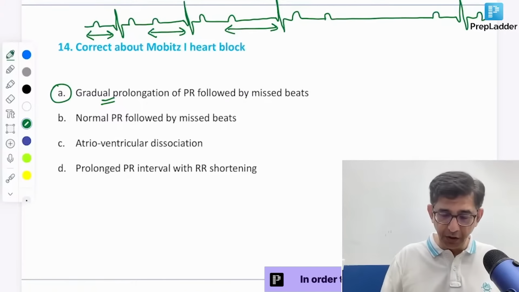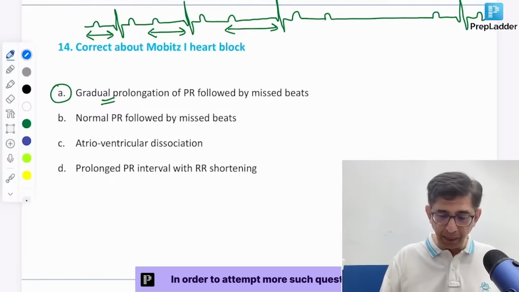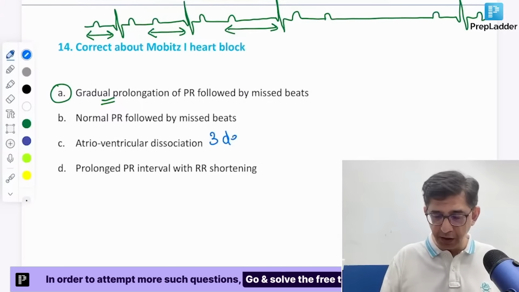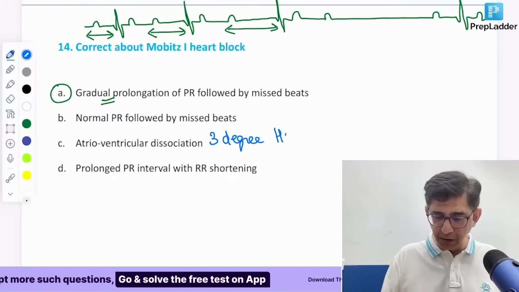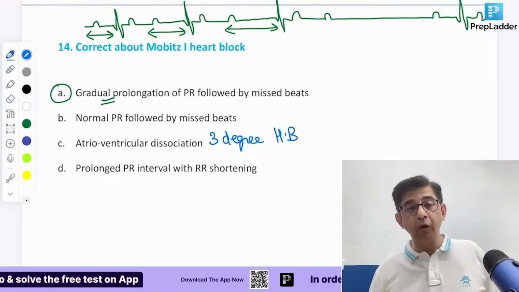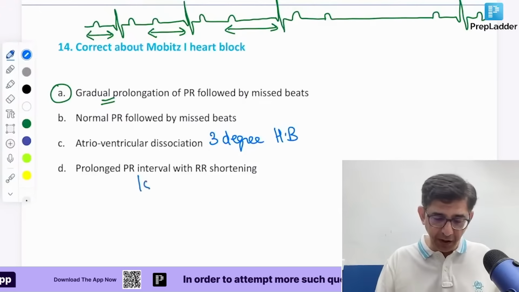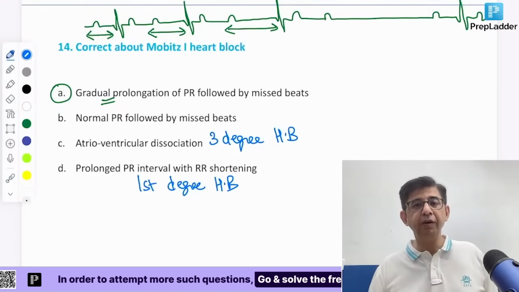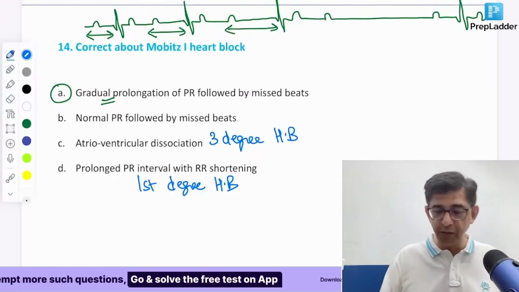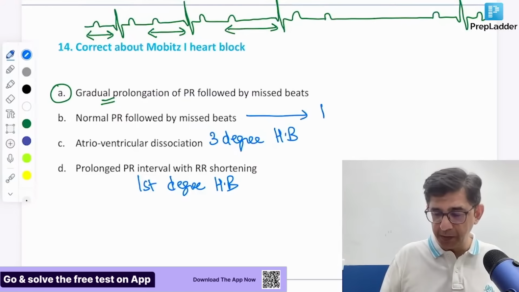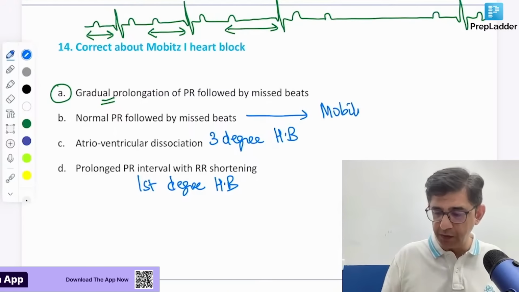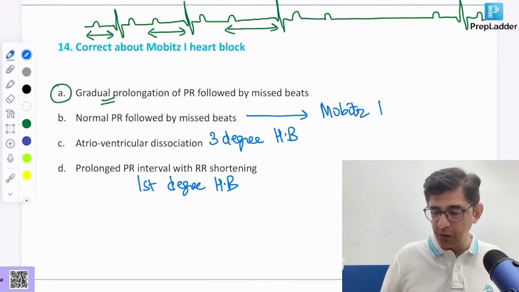Atrioventricular dissociation. This is third degree heart block, guys. Atrioventricular dissociation is third degree heart block. Prolonged PR interval is first degree heart block. What is left here is normal PR followed by missed beats. This normal PR followed by missed beats is Mobitz two heart block. So each of these options has been created to cause confusion.